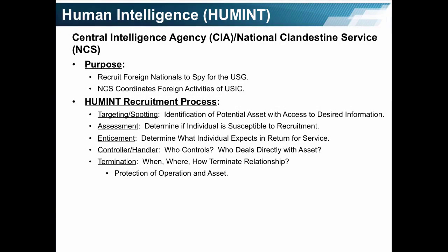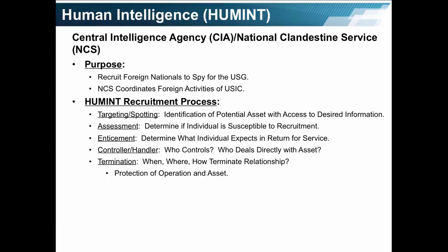HUMINT is carried out by the Central Intelligence Agency and the National Clandestine Service. The purpose of HUMINT is to recruit foreign nationals to spy for the U.S. government. The National Clandestine Service coordinates the foreign activities of the USIC. The recruitment process in HUMINT involves the following: targeting and spotting.